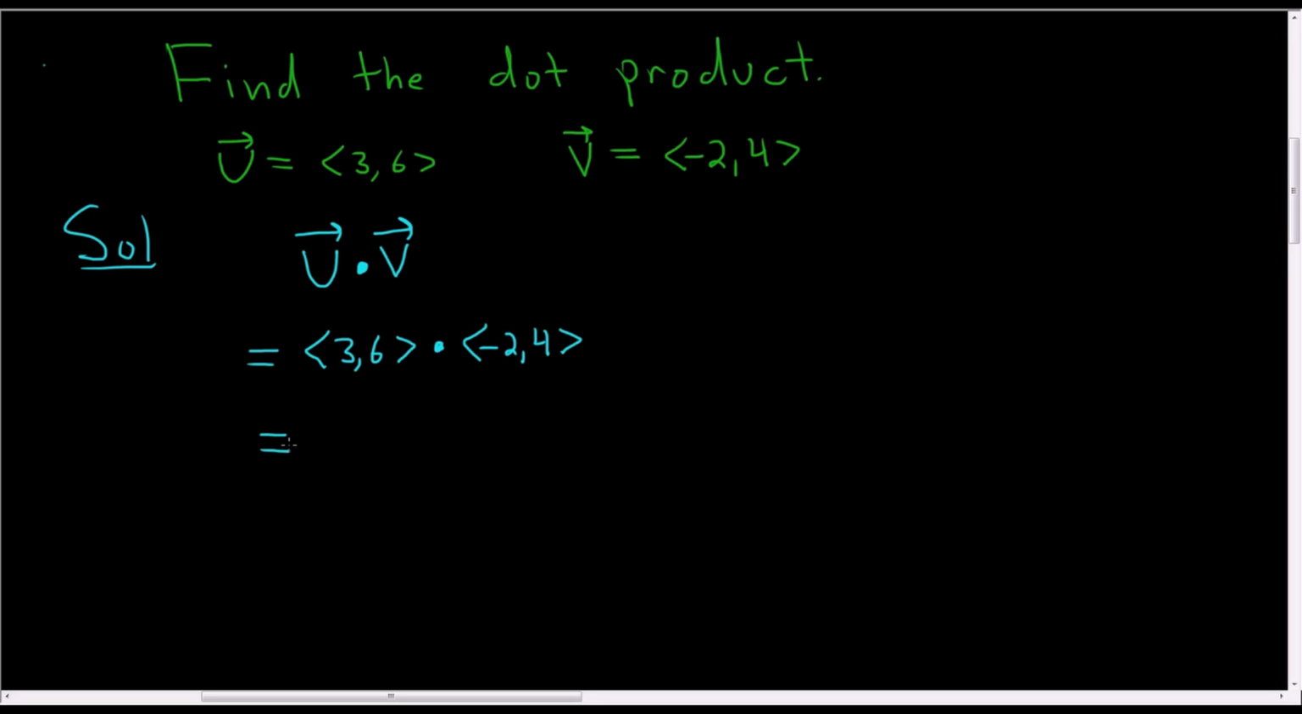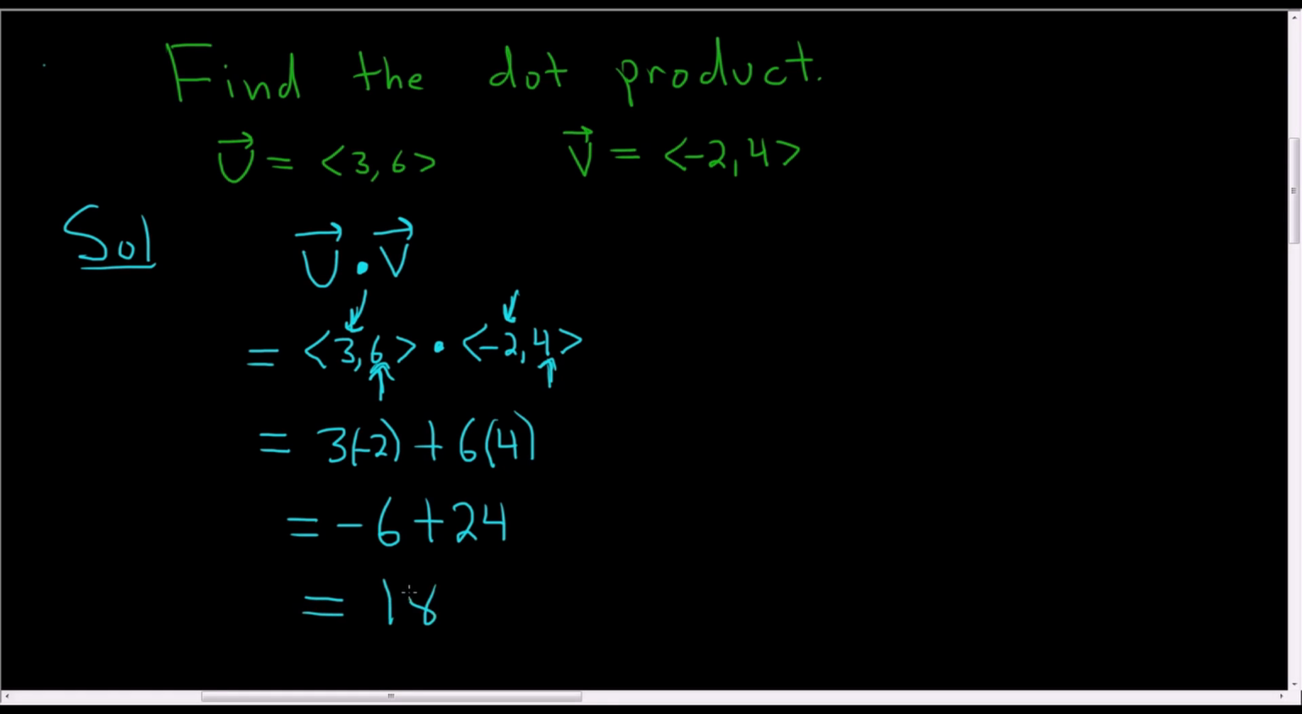And so to find the dot product, you just multiply the first components, so 3 times -2, and then you add, and then you multiply the second components, so 6 times 4. 3 times -2 is -6, and 6 times 4 is 24. So -6 plus 24, that's going to be equal to 18. And that's how you find the dot product of two vectors.